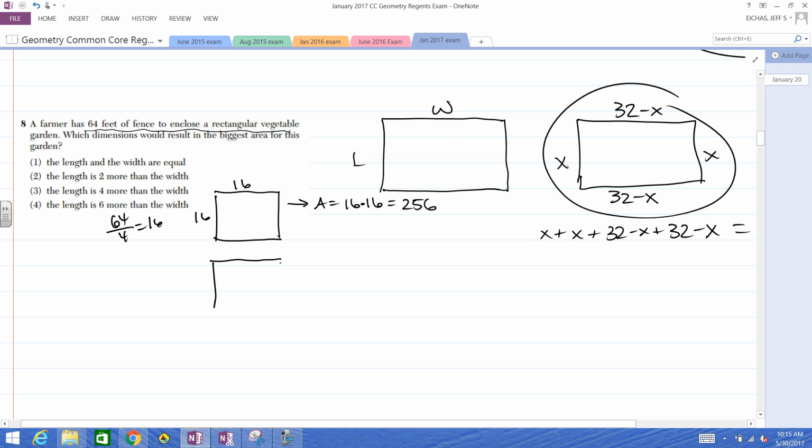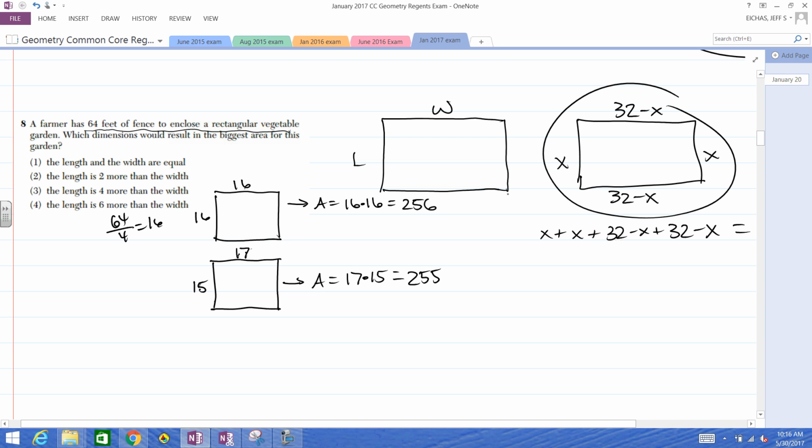Now what do they mean here? The length is 2 more than the width. Okay, so if I bring, let's say bring this down to 15, then that makes that 17. That is a length of 2 more than the width. Now let's convert that. The area for that one is 255.